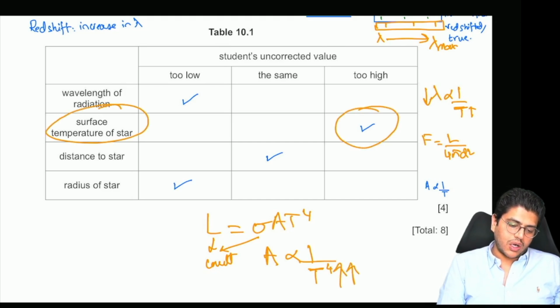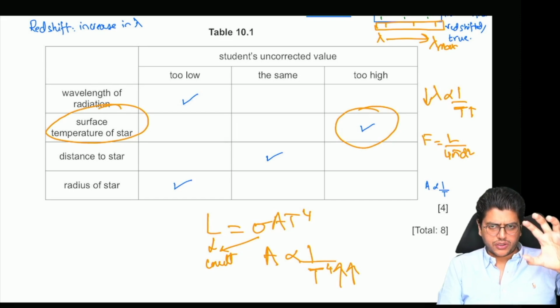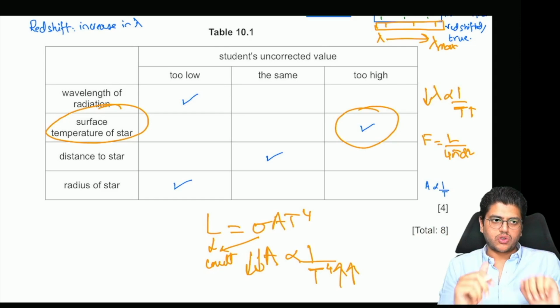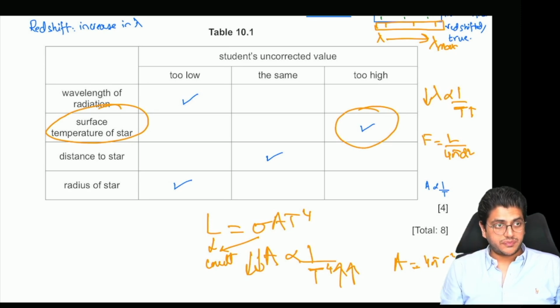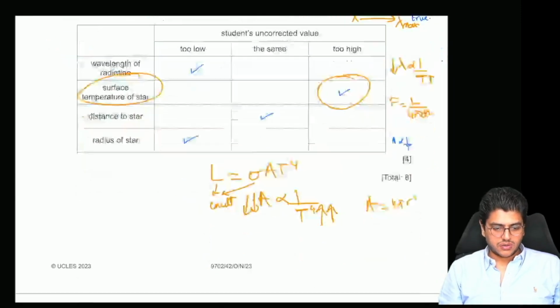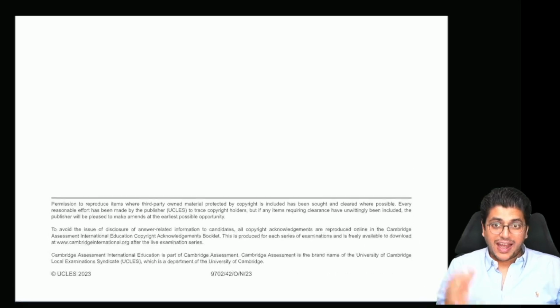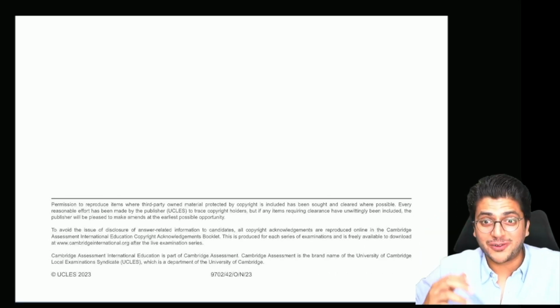If this is too high, the area of the star that you're probably thinking of is going to be very low. So the radius of the star is going to be low. And you know the formula for surface area is 4 pi r squared. So the radius of the star is going to be small. And that is the end of the chapter, or the end of the paper.